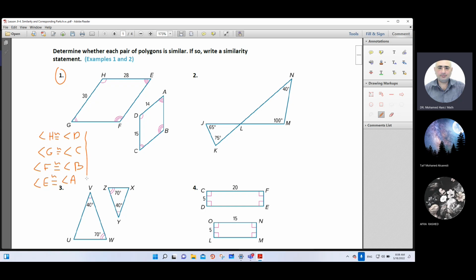Now check the proportional sides. As you see here, we have GH. What is the corresponding side of GH in the second shape? It will be DC. What is the length of GH? 30. And what is the length of DC? It will be 15. So 30 divided by 15 equals 2. Who can remind us, what is the name of 2 here? Scale factor. Right.